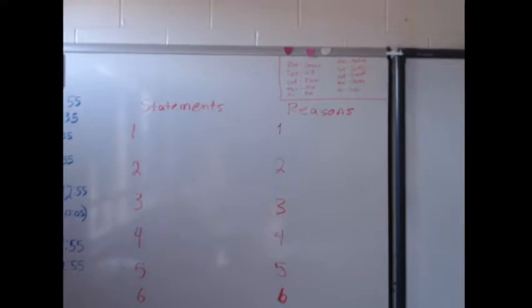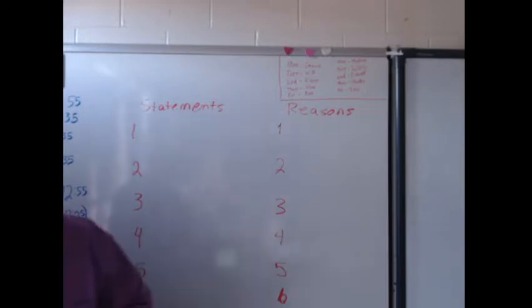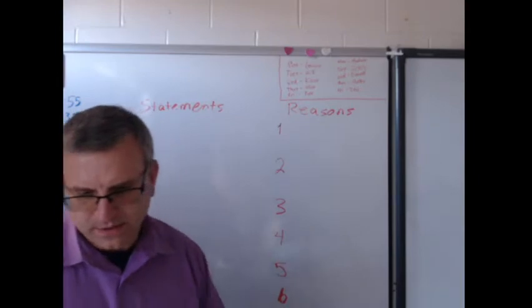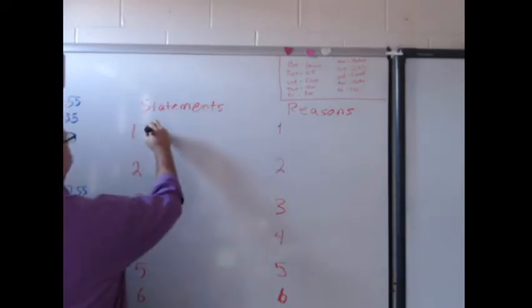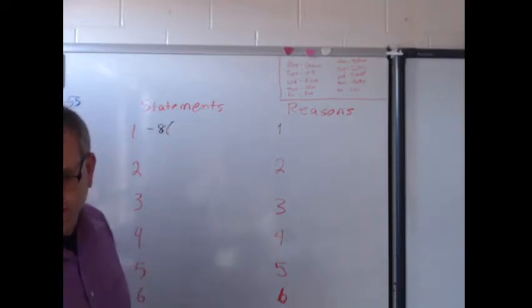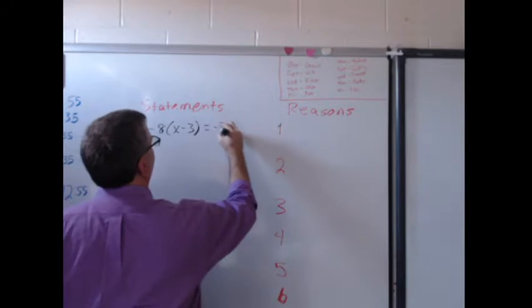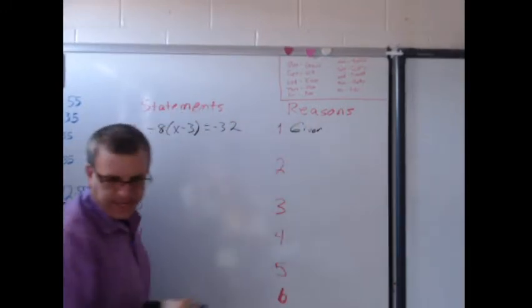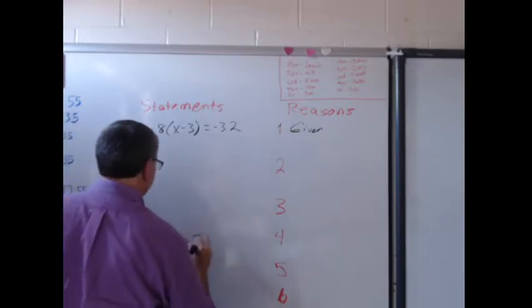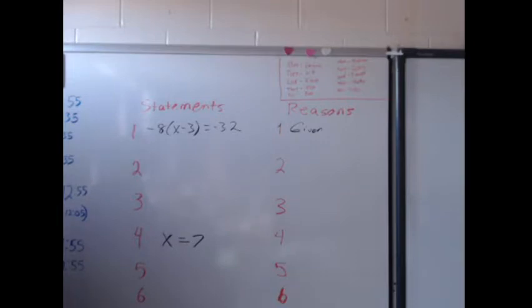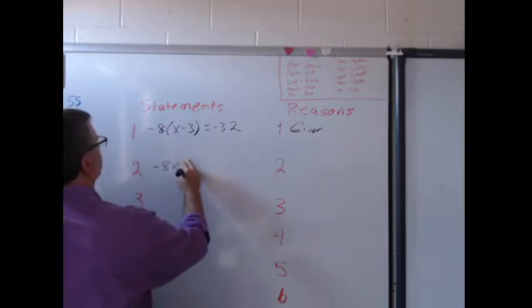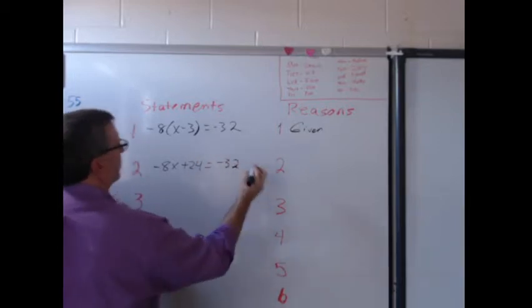All right, let's take a look at the first proof, number 10. The first reason is given: negative 8 times x minus 3 equals negative 32. Given. It is a 4-step proof, so what I need to prove is at number 4. For number 2, what do I do with the negative 8? Distribute. So negative 8x plus 24 equals negative 32.